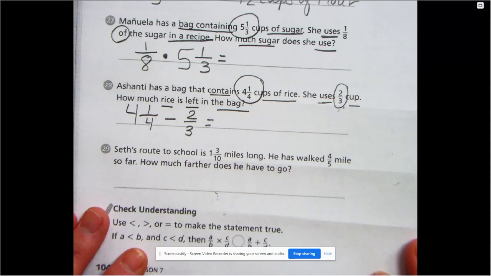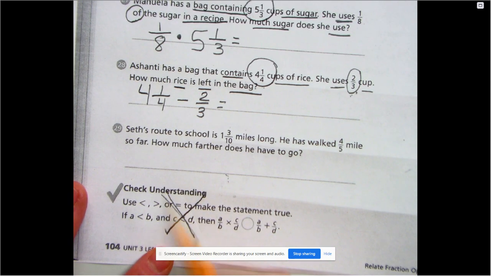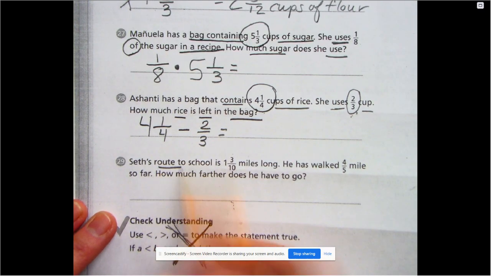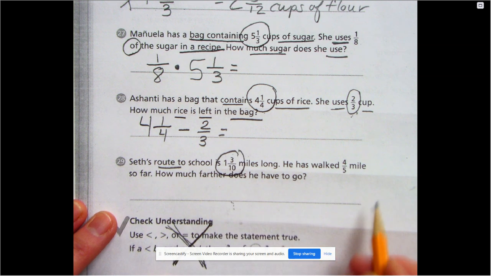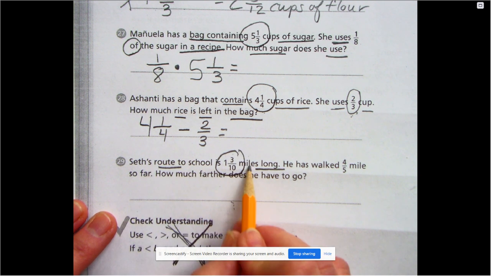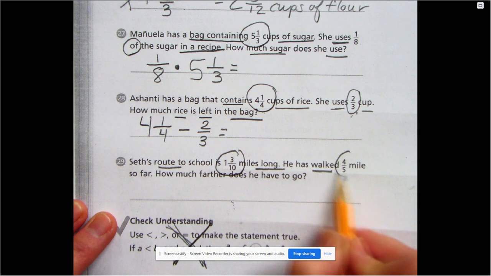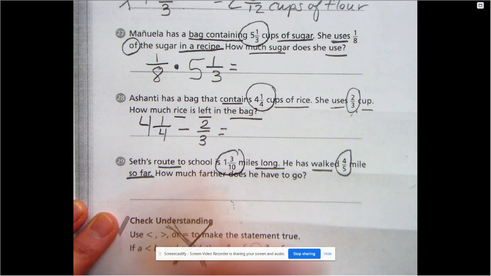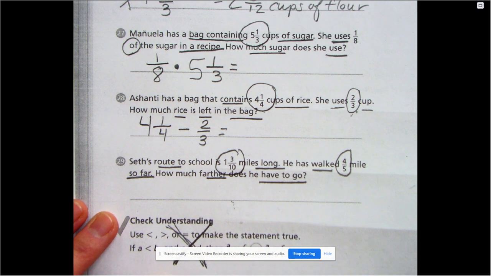And the last question, you will not be doing check for your understanding. Seth's route to school is 1 3/10 miles long. So that's how long it takes him to get to school, 1 3/10 miles. He walked 4/5 miles so far. So he already did that. How much further does he have to go?